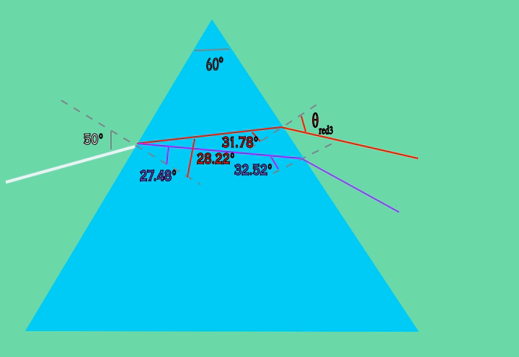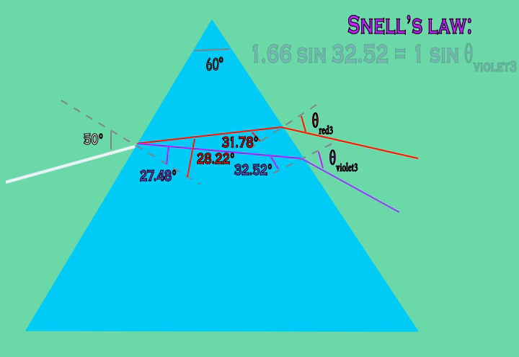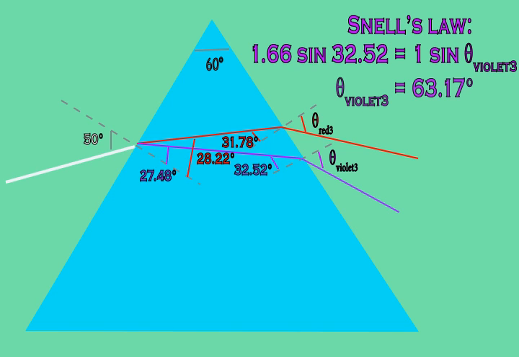For the violet light, we use the same method to solve it. Let theta violet 3 be the final refracted angle of the violet light ray. By Snell's law, 1.66 times sine 32.52 is equal to 1 times sine theta violet 3. Finally, theta violet 3 is equal to 63.17 degrees.